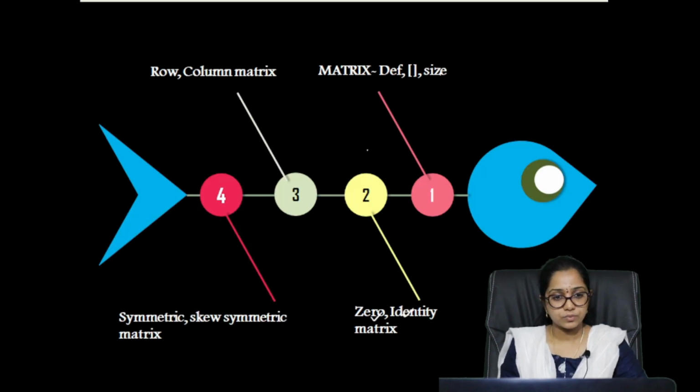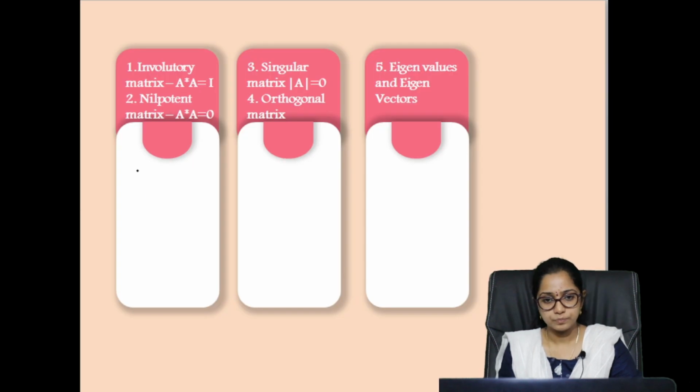Okay, let's go to the next one. Precisely, an involutory matrix is nothing but A square is equal to I, that is, an identity matrix. If you do the multiplication of a single matrix with itself and the result is an identity matrix, that is, we have only principal diagonal elements as 1 and all the rest of the elements as 0, then such a matrix is called an involutory matrix.